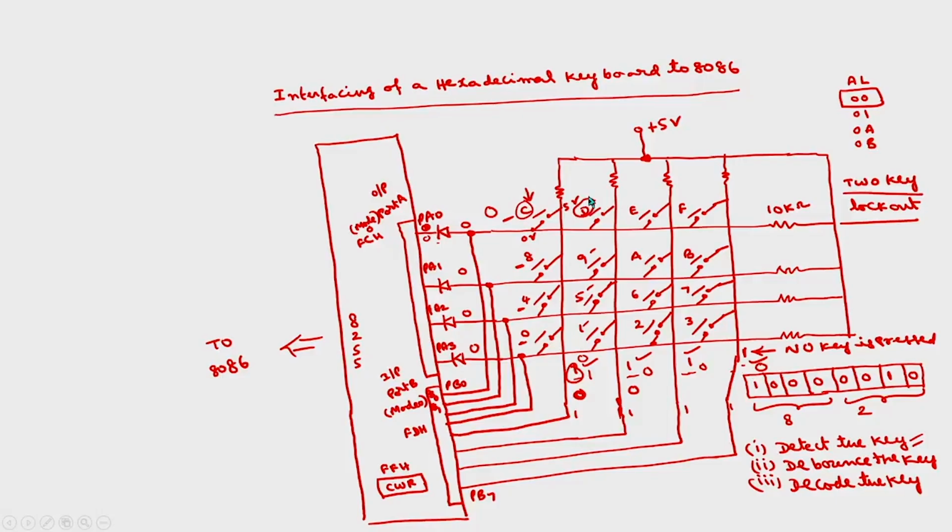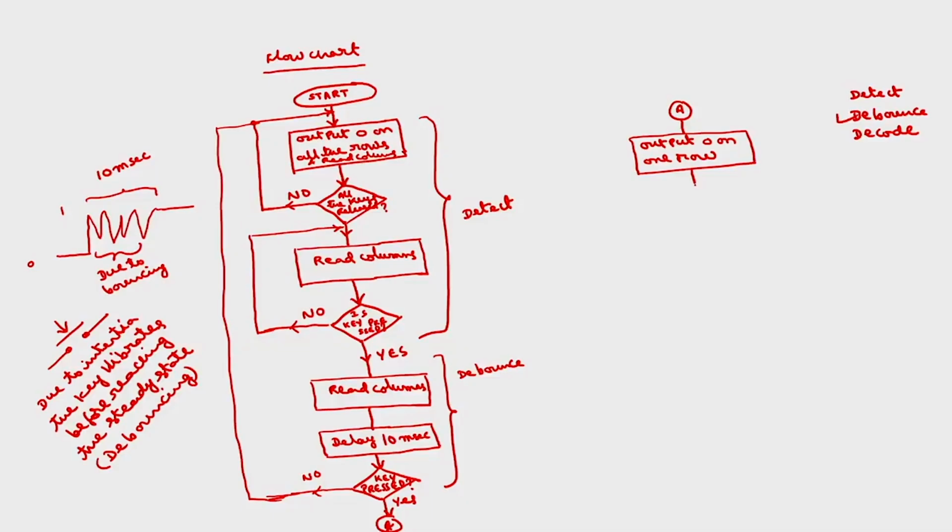Is it clear? You send a 0 on any particular row. You check all the columns. At any column, if I get 0, it means the key present at the intersection of that column and that row has been pressed. This is the logic to decode the keys. Then read the columns. The key is found.